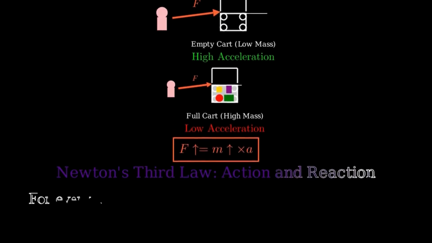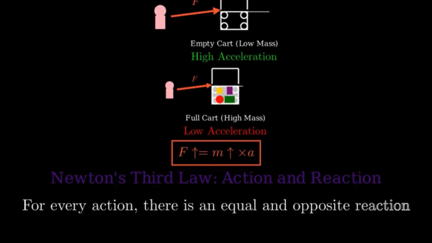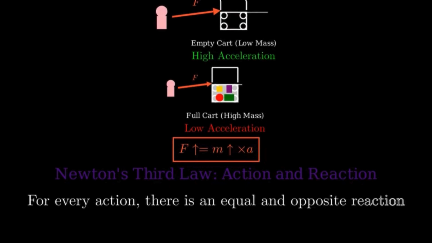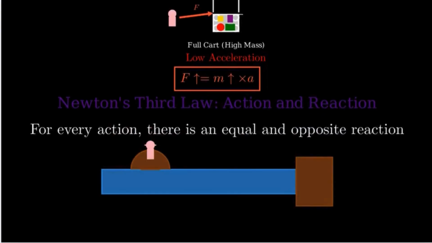Newton's third law states that for every action, there is an equal and opposite reaction. This means whenever one object applies a force on a second object, the second object applies an equal force in the opposite direction on the first object. Let's consider a person standing in a small boat. When the person jumps forward toward the shore, what happens to the boat?